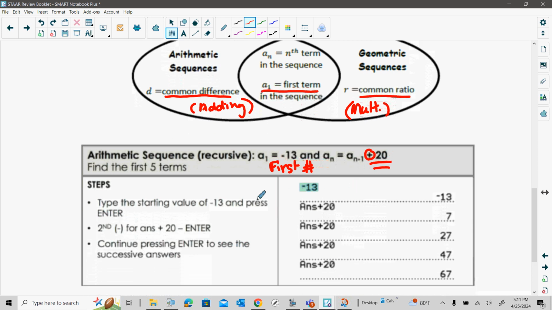So you start right here. It says start with the negative 13, and then press enter. So that's in there. And then you're going to plus 20. This negative 13 is the first term. If I add 20 to it, this is the second term. And if I add 20 to that, this would be the third term, fourth, and fifth. So we're just showing the math in the calculator of the repeated addition to get the next term.